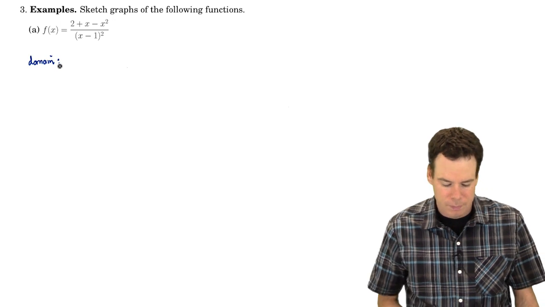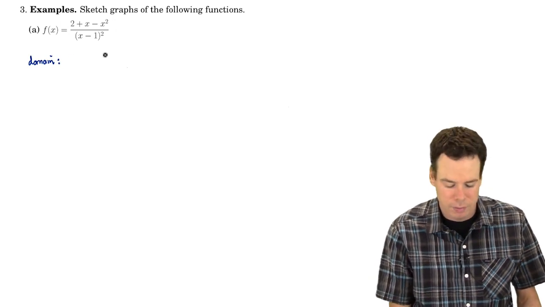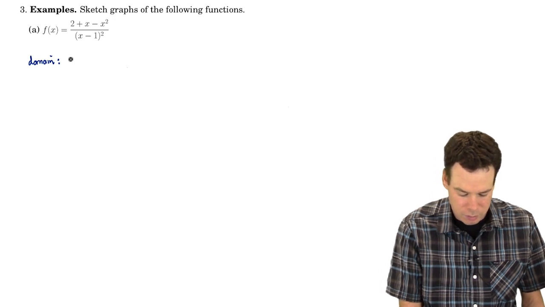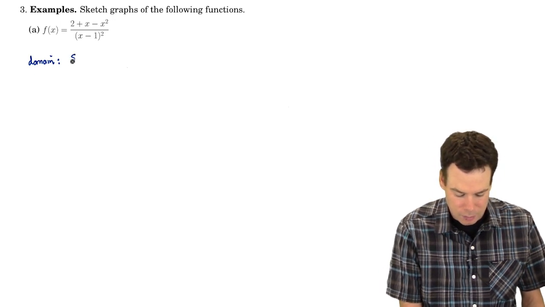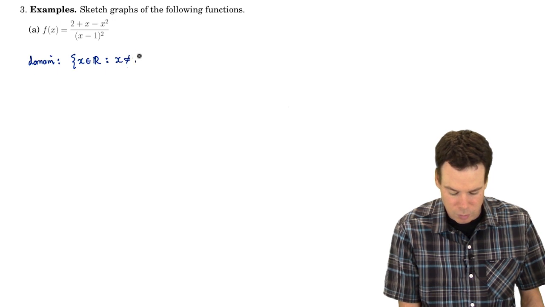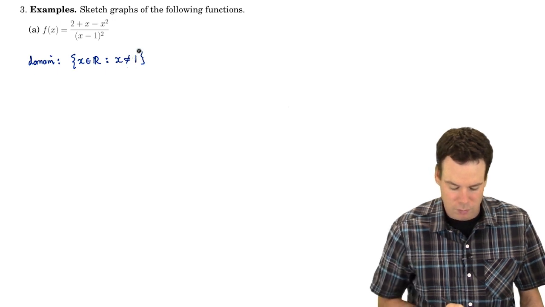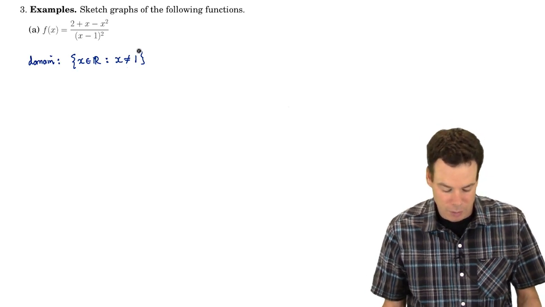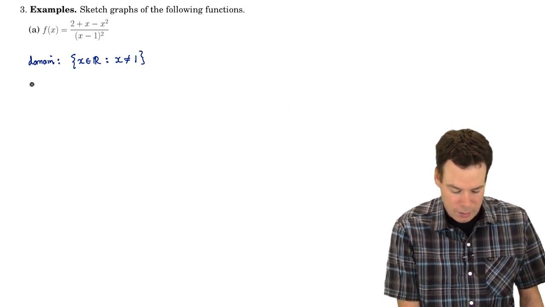What's the domain? Well, it makes sense to plug in any real number except where the denominator is vanishing. And so our domain here is the set of all real numbers such that x is not equal to 1. So we're excluding 1, and that's the only value we have to exclude on the real number line from our domain. Okay, so what about our intercepts?